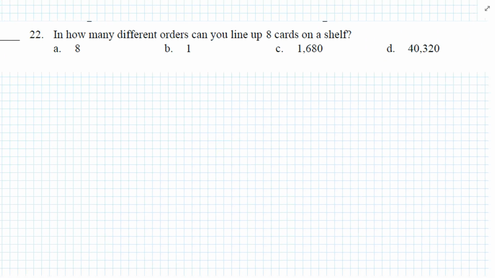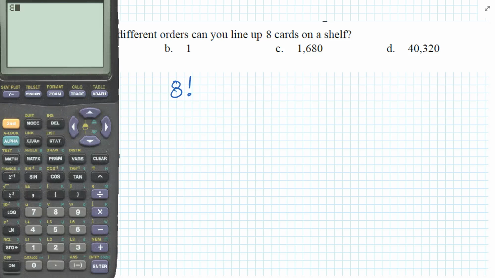22. In how many different orders can you line up 8 cards on a shelf? So since we're using all 8 cards, it's basically 8 exclamation point, right? Which means 8 times 7 times 6 times 5 times 4. So we're going to put 8 in our calculator. On this calculator, go to the math function. I'm going to use my probability. And I'm going to use number 4 on this. So 8 exclamation point for me. Enter. Great, I cleared it. 8 math. Let's see if I can do it quicker this time. Probability, hit the 4, hit enter. 4320. My answer is D.